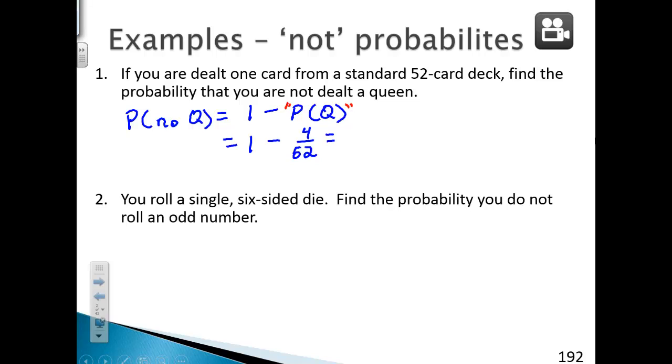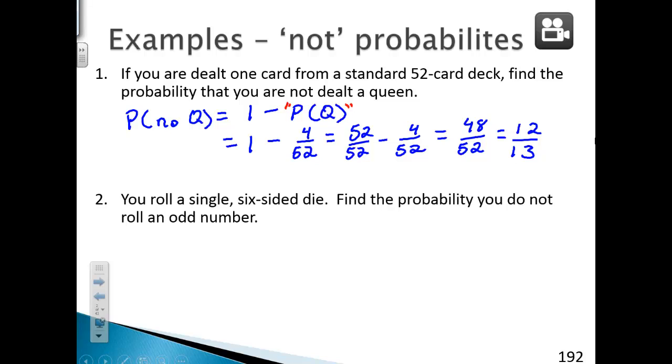Now you can use your calculator to compute this. Just do 1 minus 4 over 52. However, if you want to do this by hand, this would be 52 over 52 because we need a common denominator in order to subtract fractions. So 52 over 52 minus 4 over 52. 52 minus 4 is 48. And 48 over 52 reduces to 12 over 13. Always make sure you reduce those fractions.